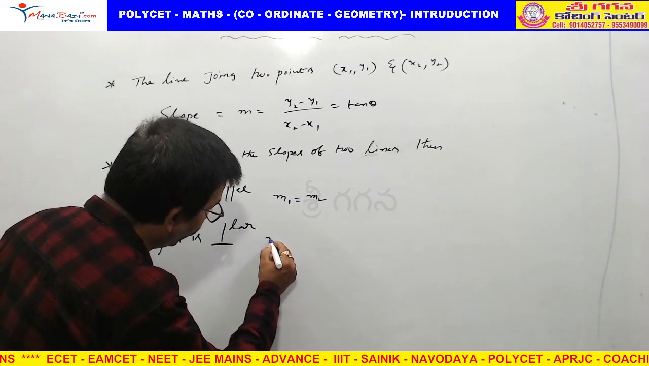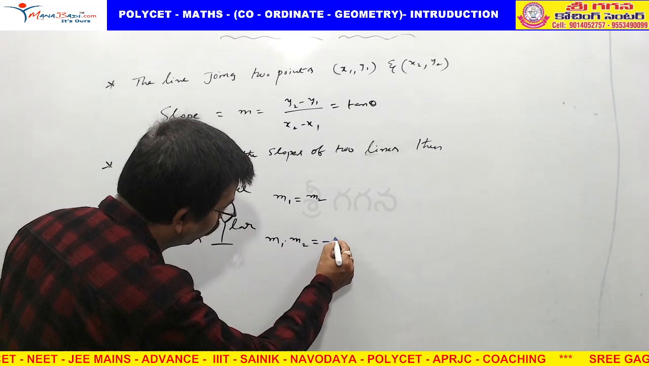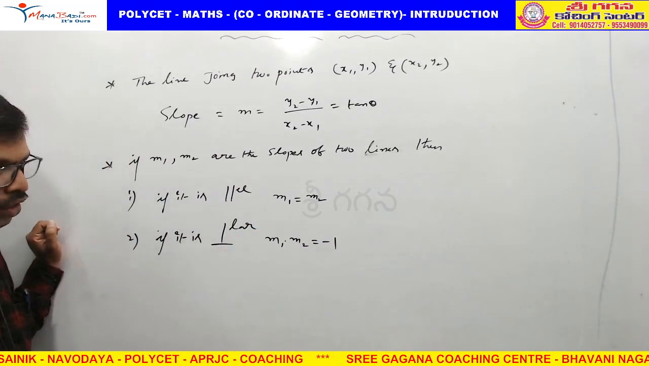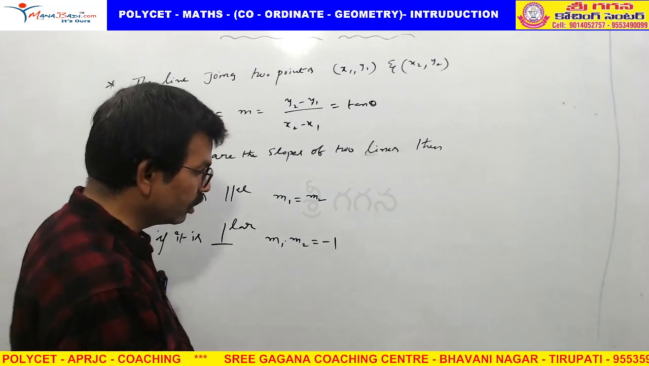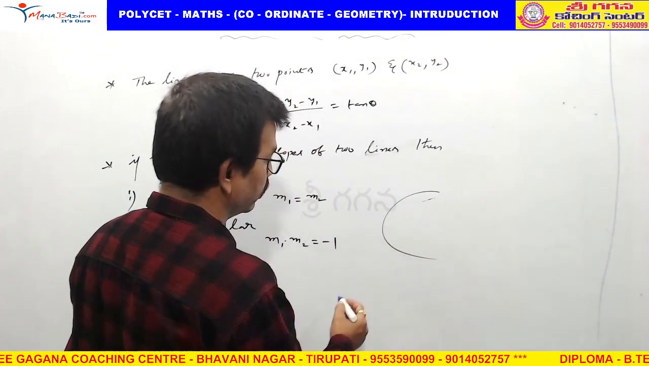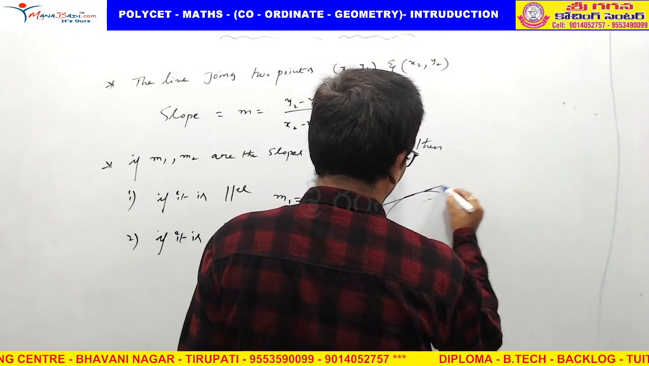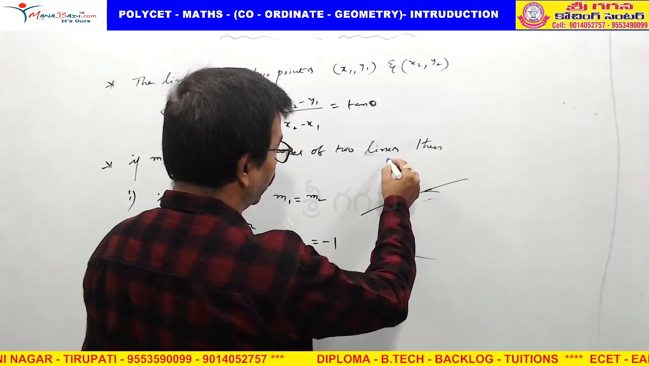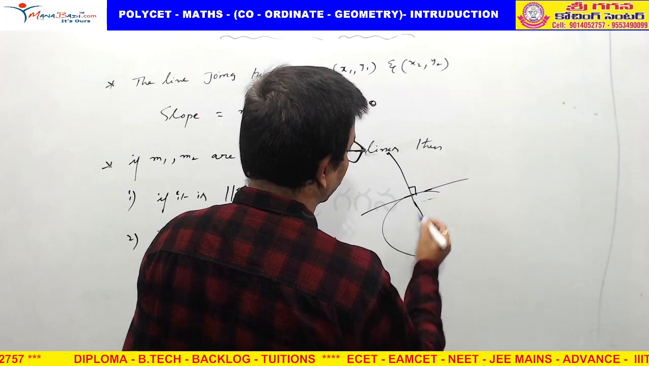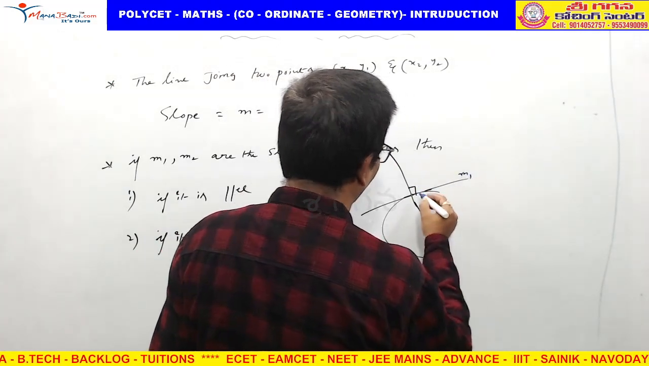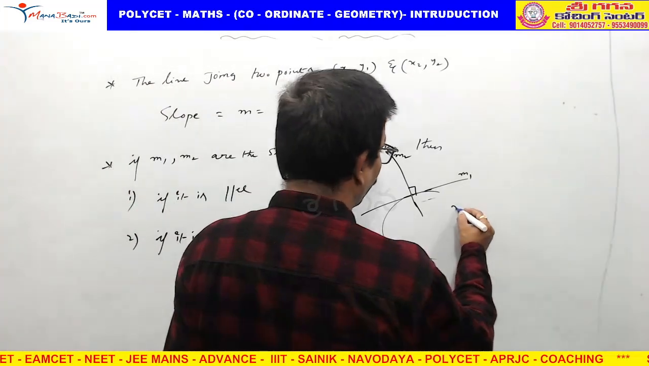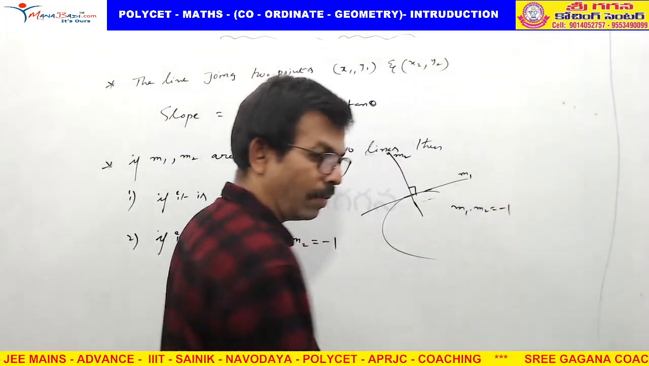this is very, very important: m1 into m2 equal to minus 1. So for example, if you take a curve, and you take a tangent here, I am taking a perpendicular line here. So this is perpendicular. If you take the tangent line, this is m1 and this is m2, the slope. Then how to write it? m1 into m2 equal to minus 1.